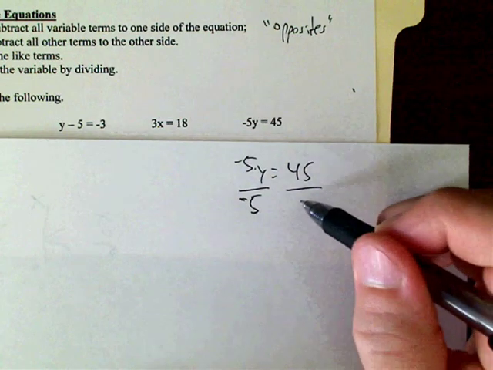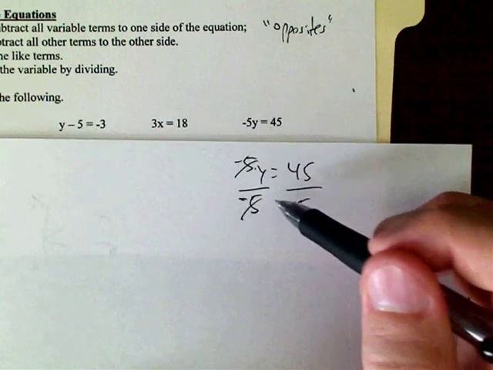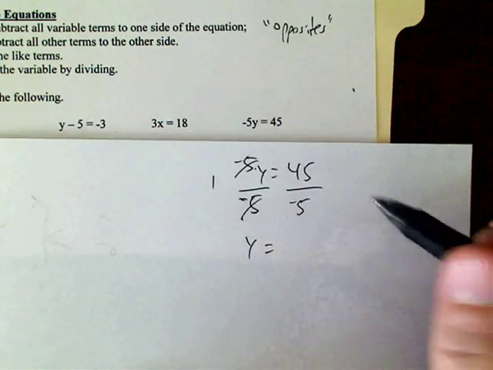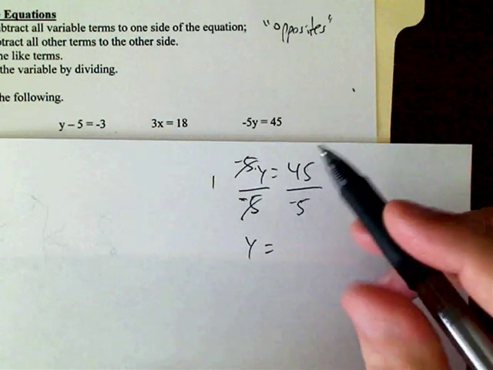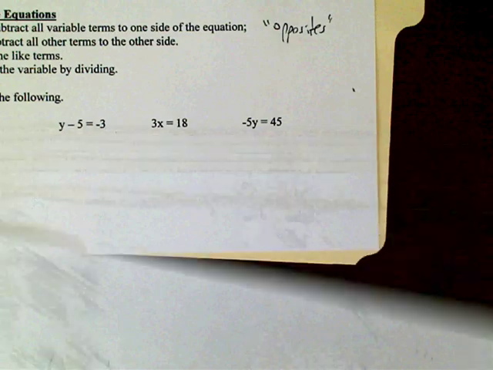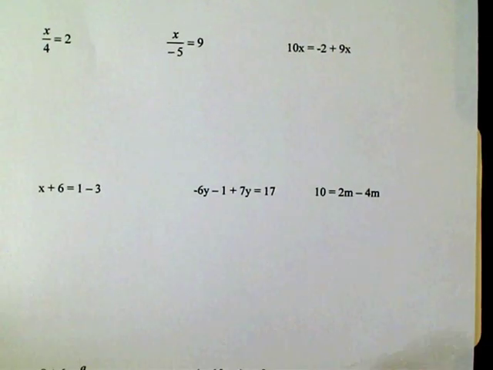Don't forget, once you do to one side, do the other. Those cancel out, which leaves the 1. The 1 times y is y. And 45 divided by negative 5 is negative 9. Let's do some more work. You're going to find out these solving equations pretty much have the same steps over and over again.